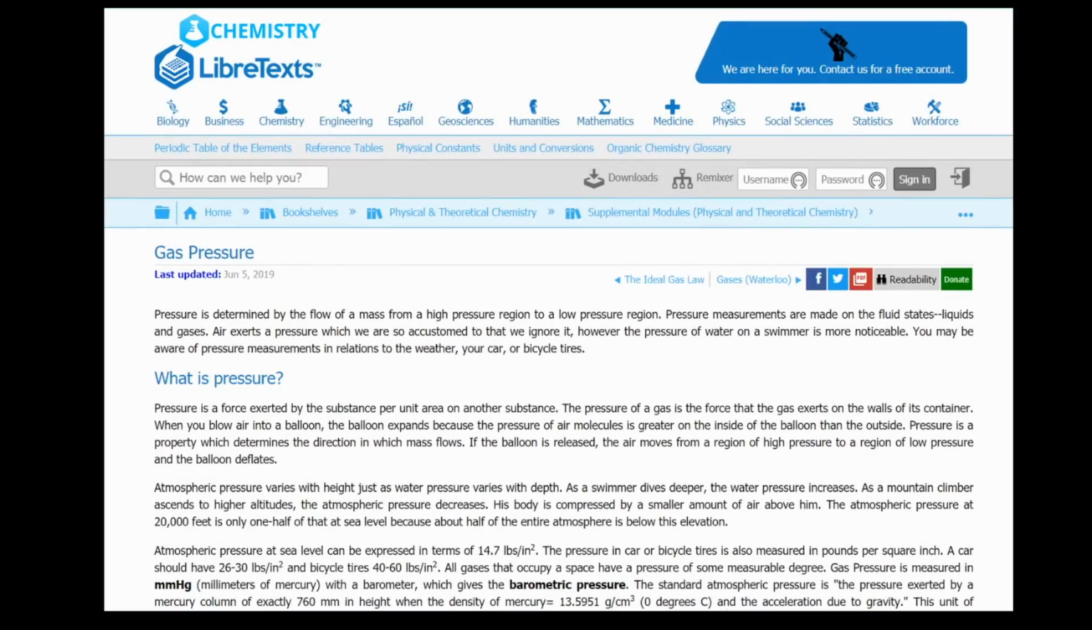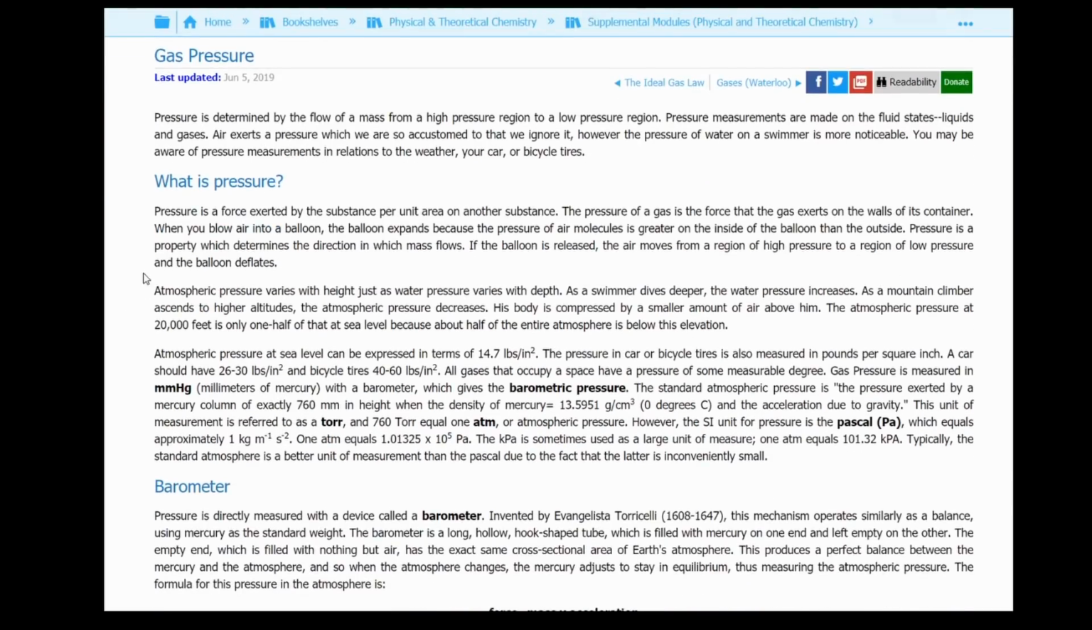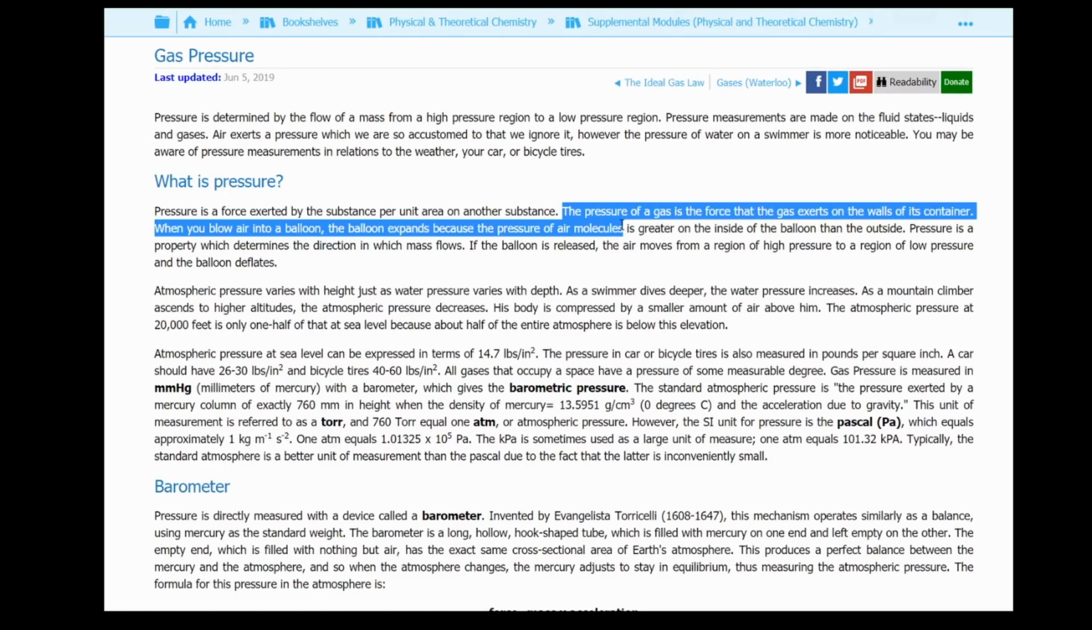But the same source, the Chem Libretexts text, also provides a section on gas pressure. And in that section, they describe the pressure of a gas as being the force that the gas exerts on the walls of its container. And of course, that's the kinetic molecular theory.